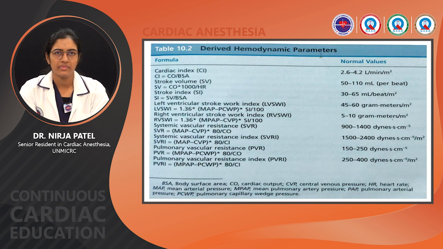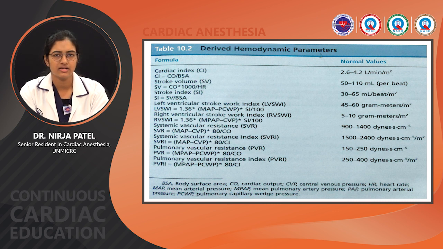These are the derived parameters which we will get by using the pulmonary artery catheter. It includes cardiac index, normal is 2.6 to 4.2 liter per minute per meter square. Another is stroke volume 50 to 110 ml per beat, stroke index which is 30 to 65 ml per beat per meter square. Left ventricular stroke work index, normal is 45 to 60 gram meter per meter square. Right ventricular stroke work index is 5 to 10 gram meters per meter square.